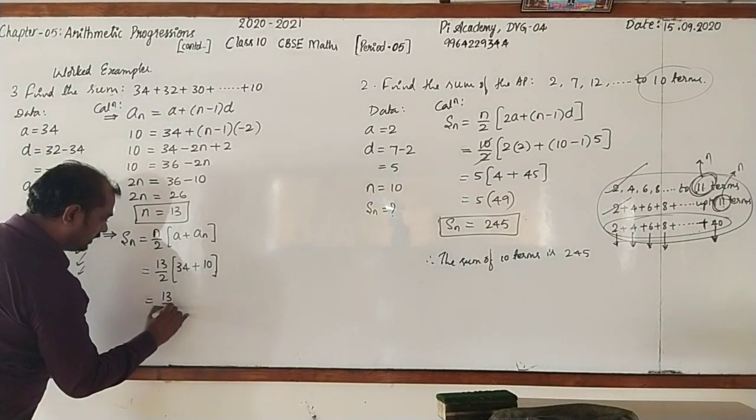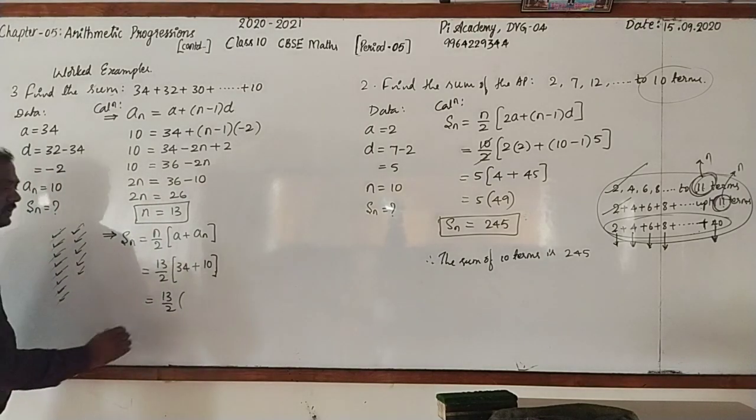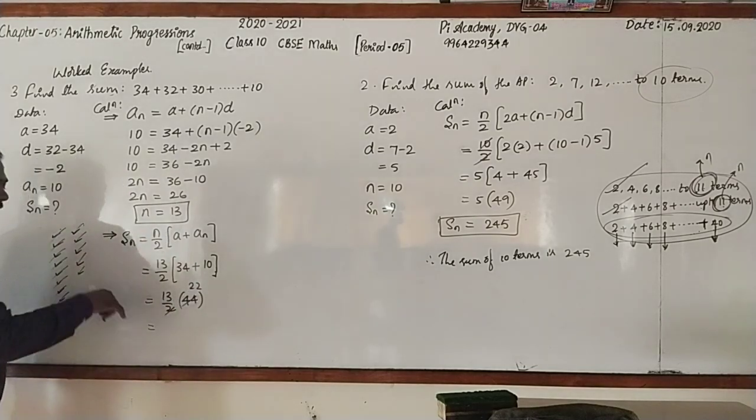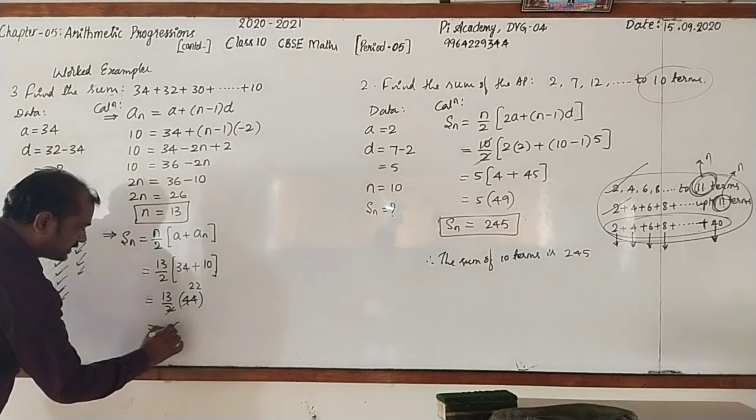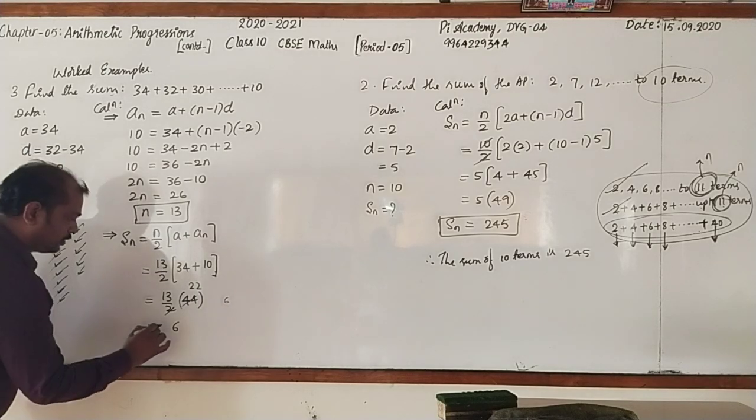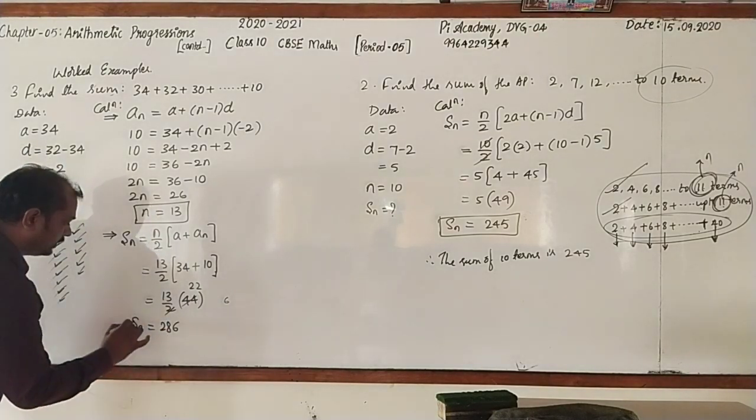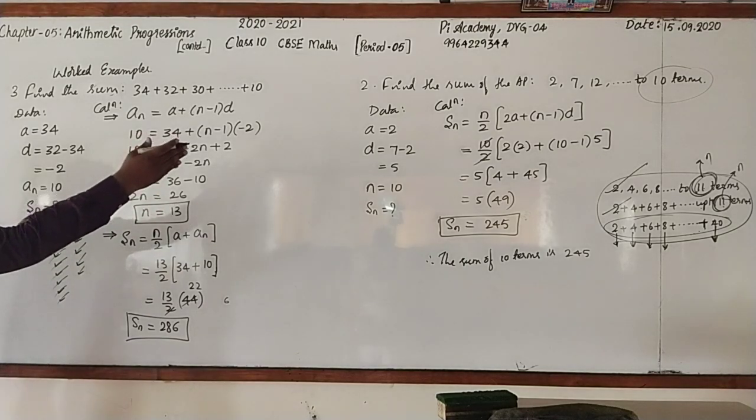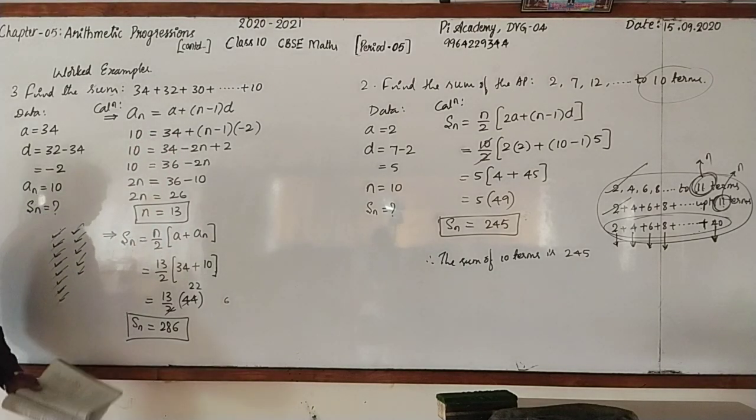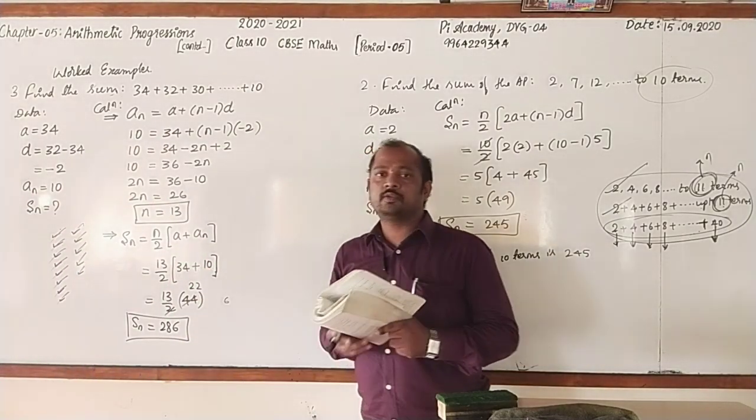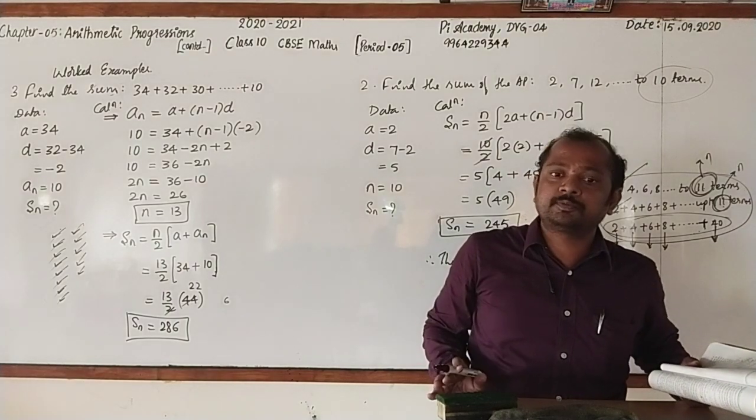It is equal to 13 by 2 into 34 plus 10, 44. 2 ones are 2, 2 twos are 4. Multiply: 22 threes are 66, 6 is the carry. 22 ones are 22 plus 2, 24. So 286. The sum is 286. Hope that you have understood. Even by using that formula also, you get the same value, 286. Okay.